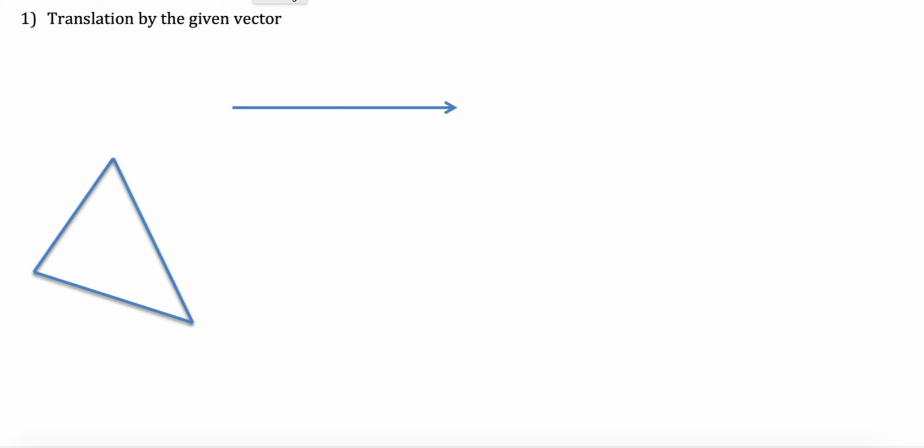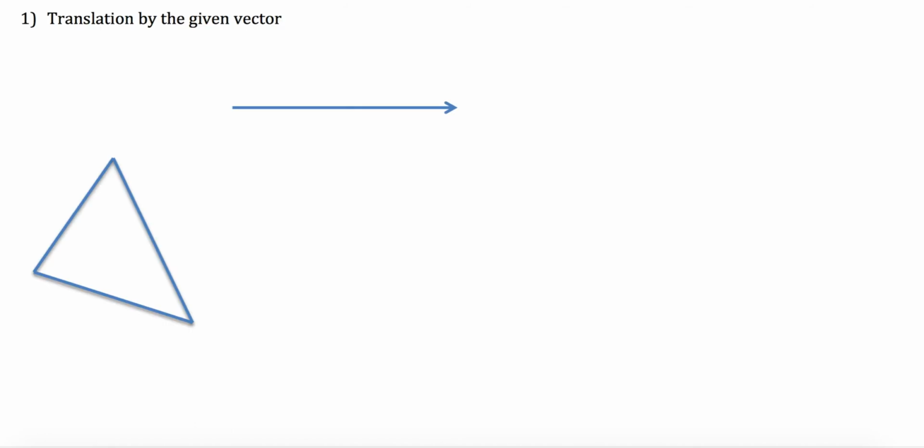Hello, let us look at some constructions or transformations through constructions. Now, first one is the translation by this given vector. So we want to have this triangle moved along this vector by this much. There are many different ways of doing it, but I'm going to try to use our knowledge on constructing a parallel line and copying the line segment.